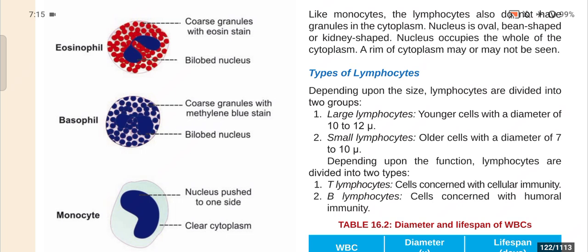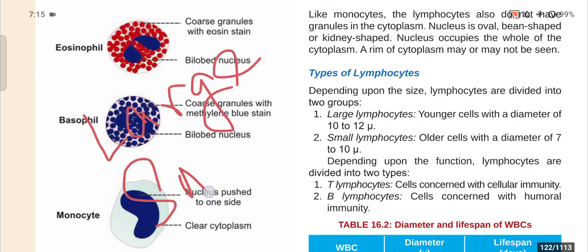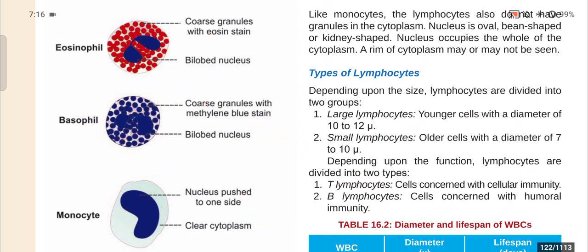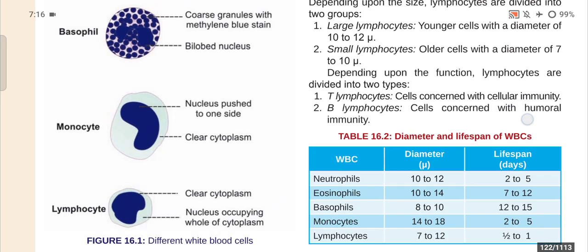Now, types of lymphocyte. Depending upon the size, lymphocytes are divided into two groups: large lymphocyte and small lymphocyte. The large lymphocytes are the younger cells with a diameter of 10 to 12 micron, and in the case of small lymphocytes, the diameter is 7 to 10 micron. They are also divided into two types depending upon function: T lymphocyte and B lymphocyte. T lymphocyte is associated with cellular immunity, and B lymphocyte is associated with humoral immunity. So cellular immunity, T lymphocyte; humoral immunity, B lymphocyte.